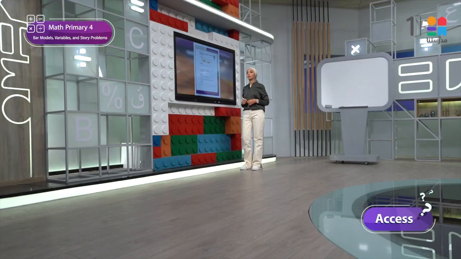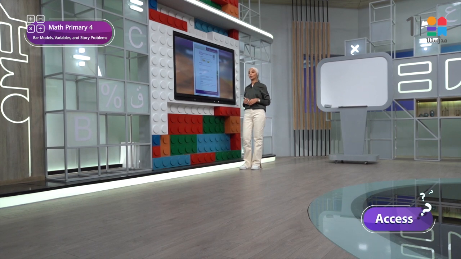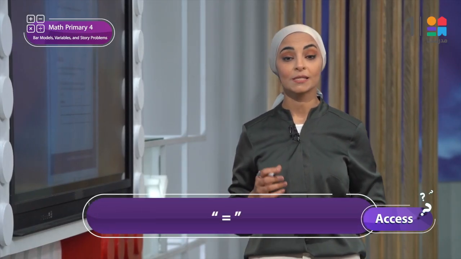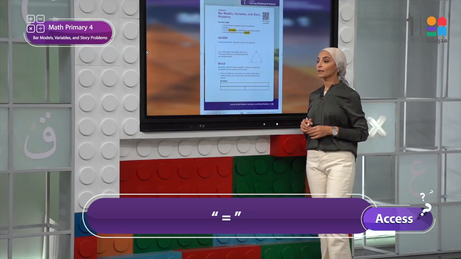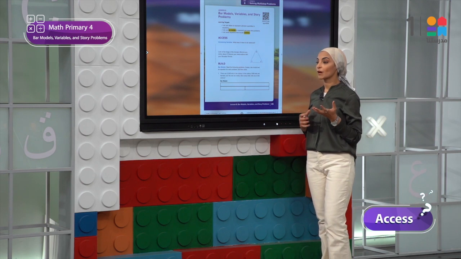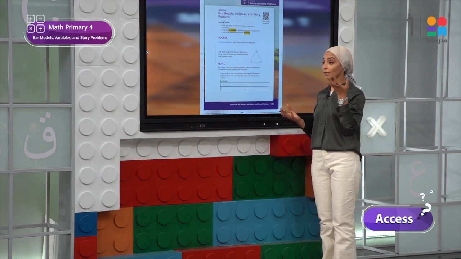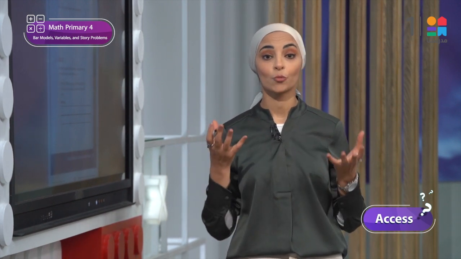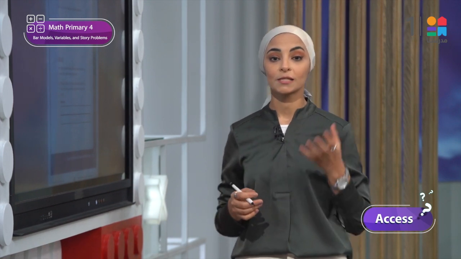After we have finished writing, let's review together the symbol that we use to express equality: this symbol, equals. We write it when the value of its right side is the same as the value of its left side. When the left side is like the right side, this is what is meant by equality. The two sides are the same, like a balance, where the right side equals the left side.